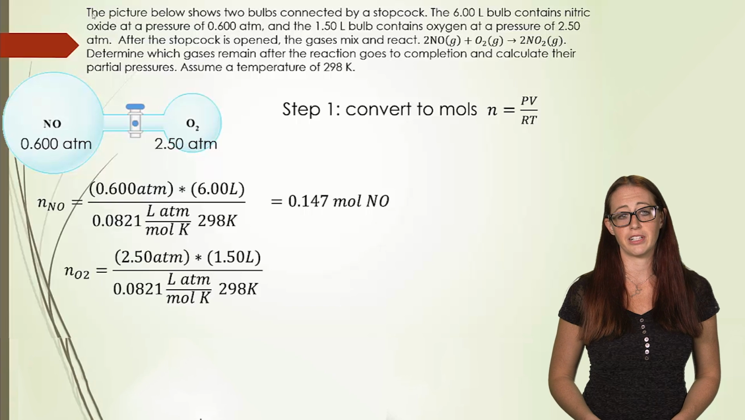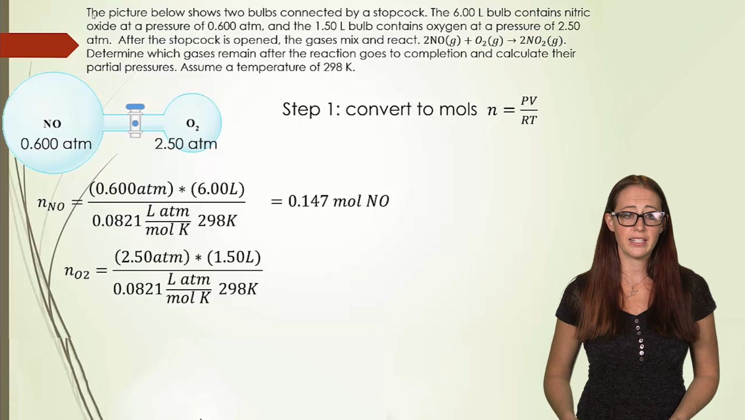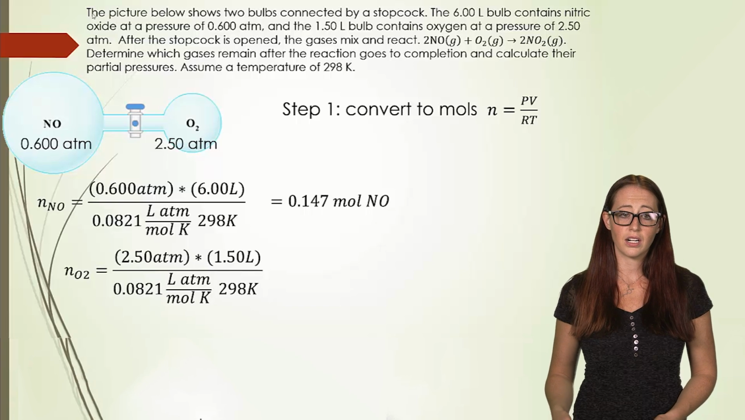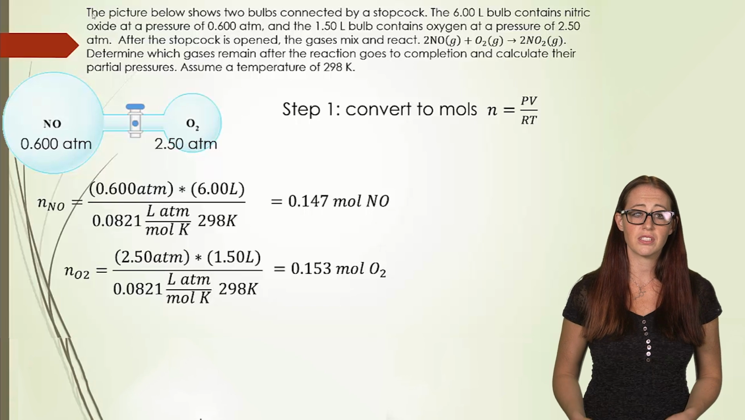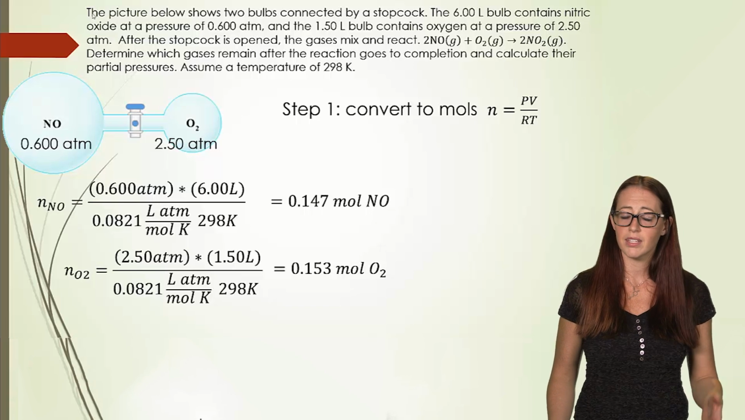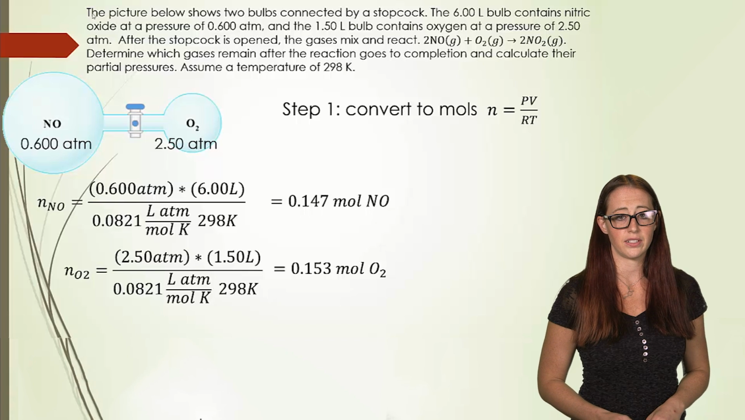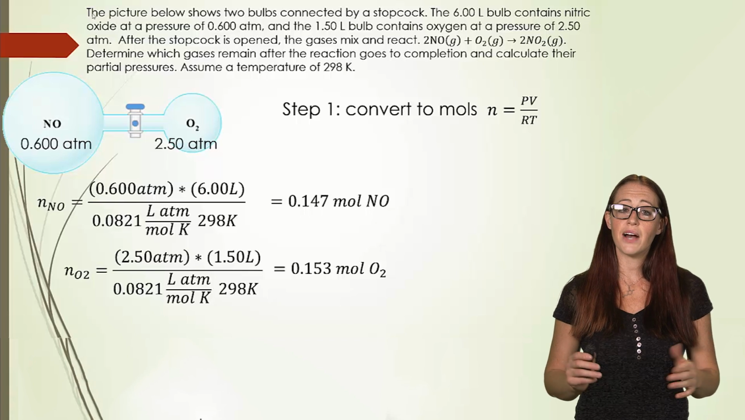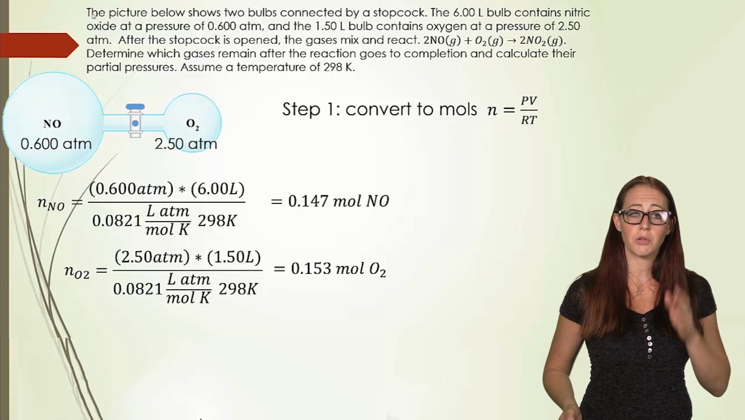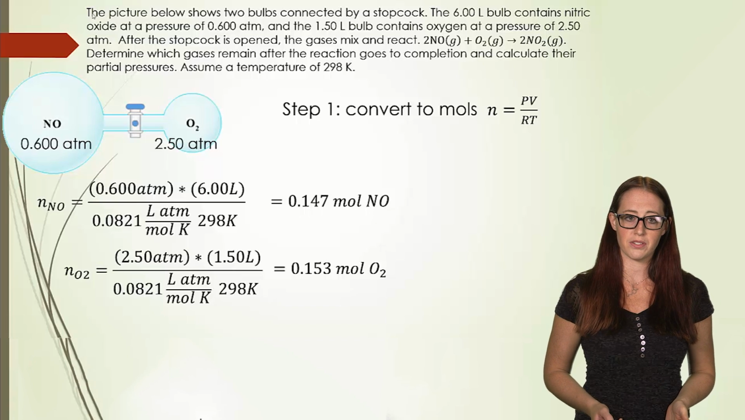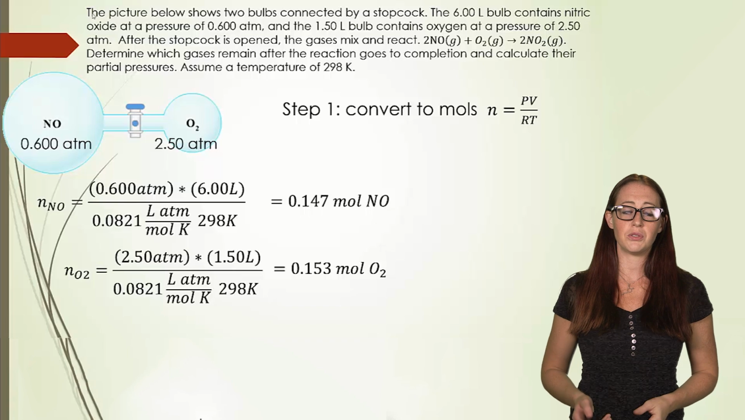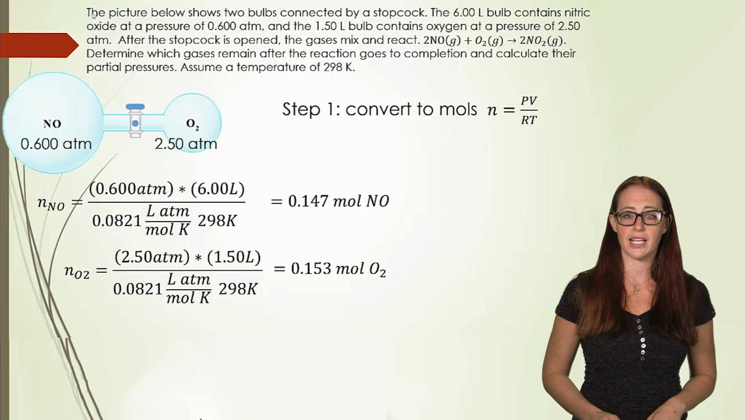We can do the same thing for NO2. We fill in our initial pressure, our initial liters, and our R and our T, which gives us our initial moles of oxygen. That's exactly what we've done in previous videos. Now that we have our moles of NO and our moles of oxygen, this becomes a limiting reagent problem like you did in previous chapters. If I'd given you these values, you wouldn't even need to know the ideal gas law at all to do this.